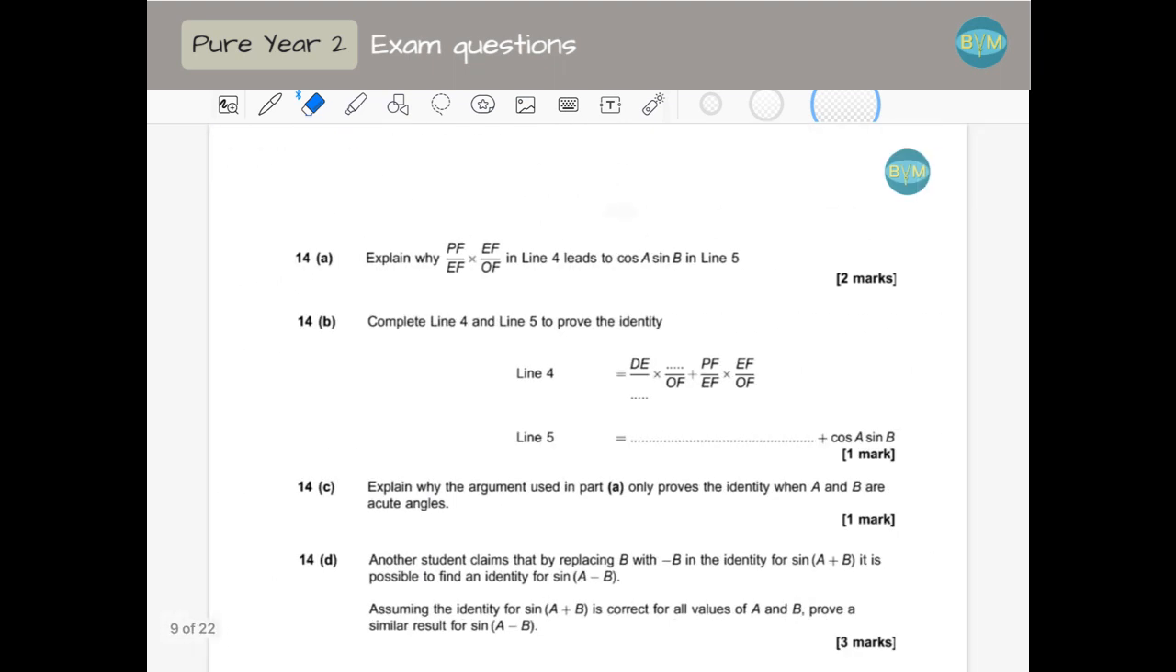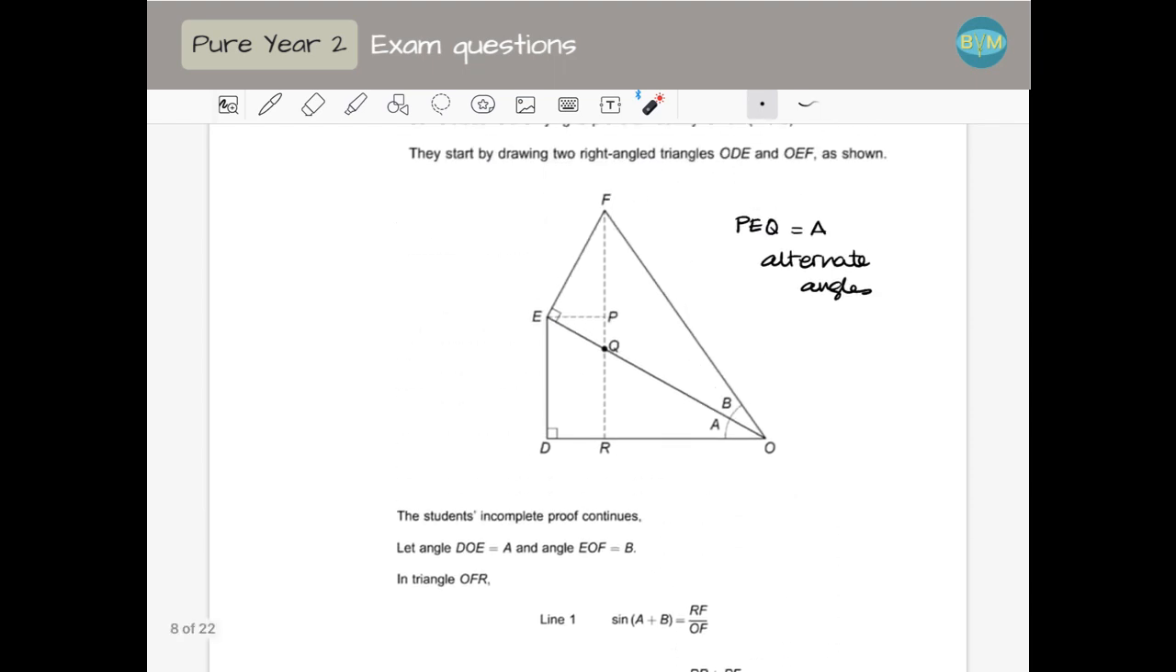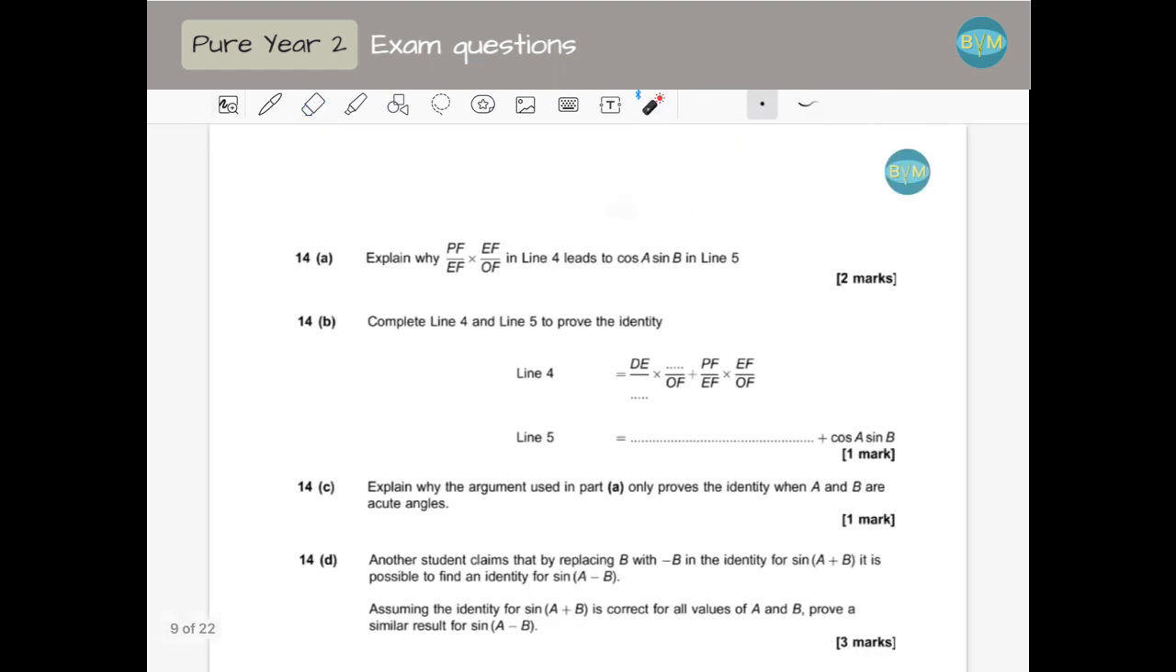So this is the first part. And just to be clear, for the first part, for proving that cos A is PF divided by EF, you are using this triangle. So you can explain that using triangle EFQ, you can prove that this angle is A. Then you know what the cos and the sine are. Then for B, it's a complete line 4 and line 5 to prove the identity.